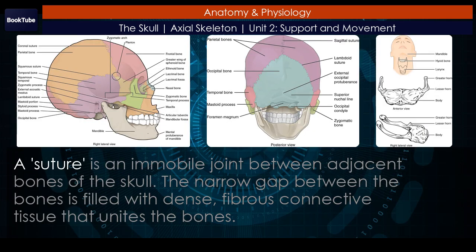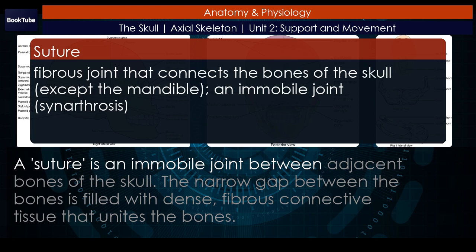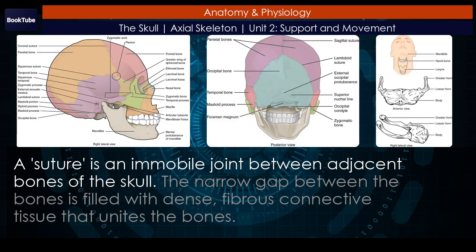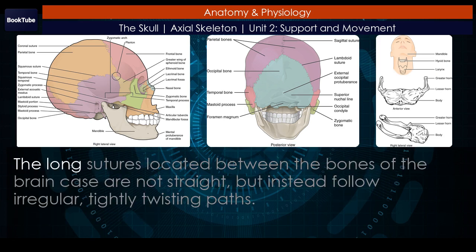A suture is an immobile joint between adjacent bones of the skull. The narrow gap between the bones is filled with dense, fibrous connective tissue that unites the bones. The long sutures located between the bones of the braincase are not straight, but instead follow irregular, tightly twisting paths.